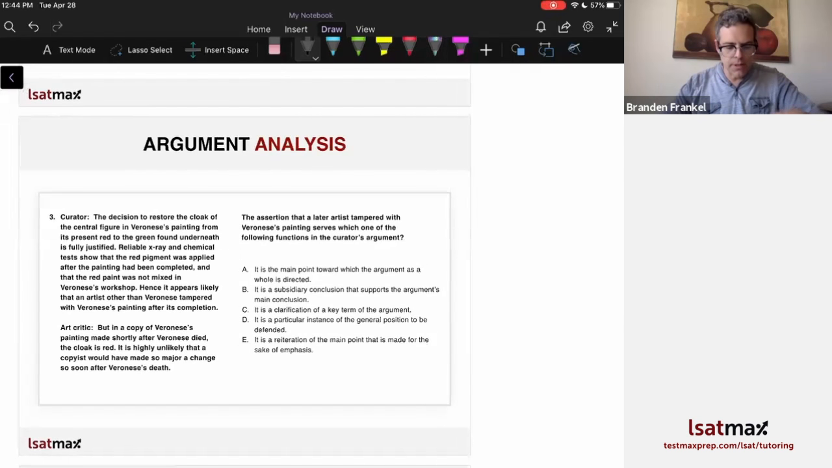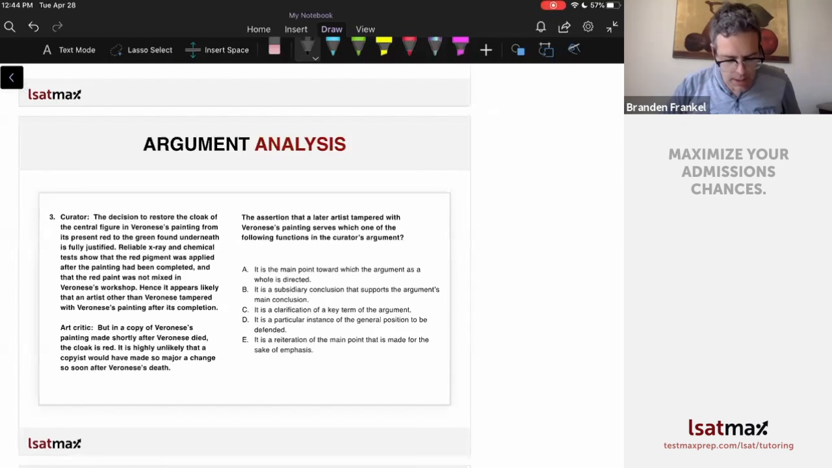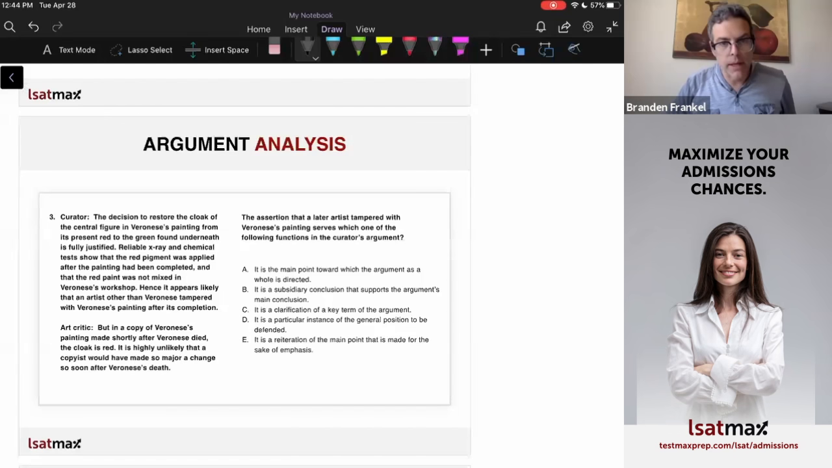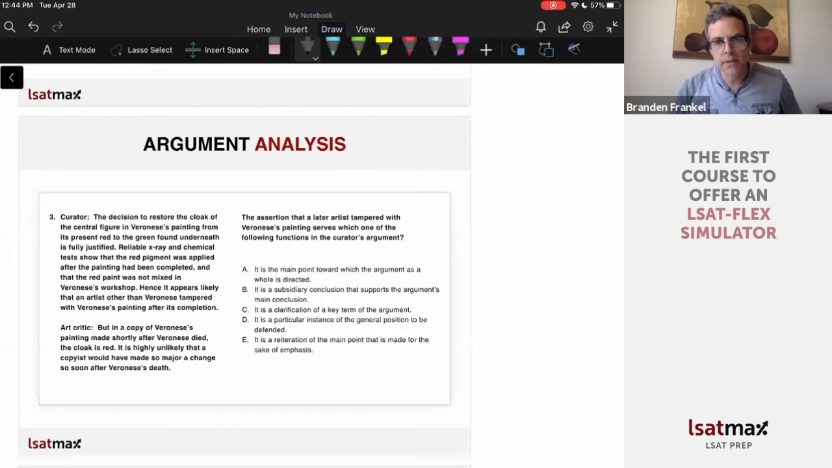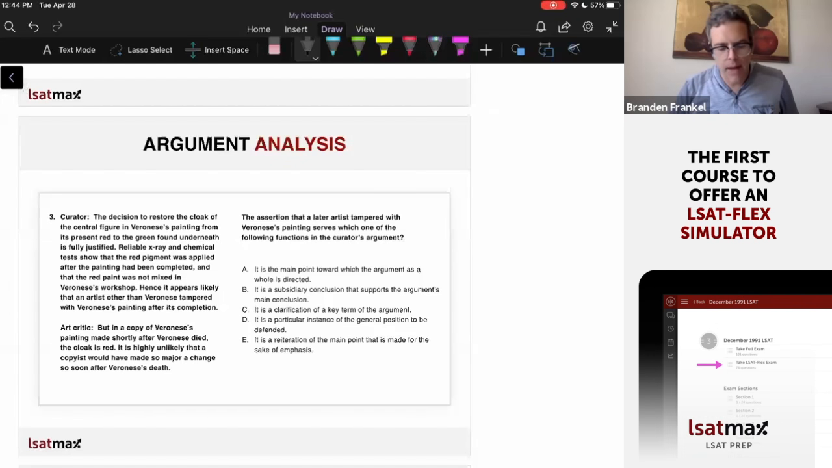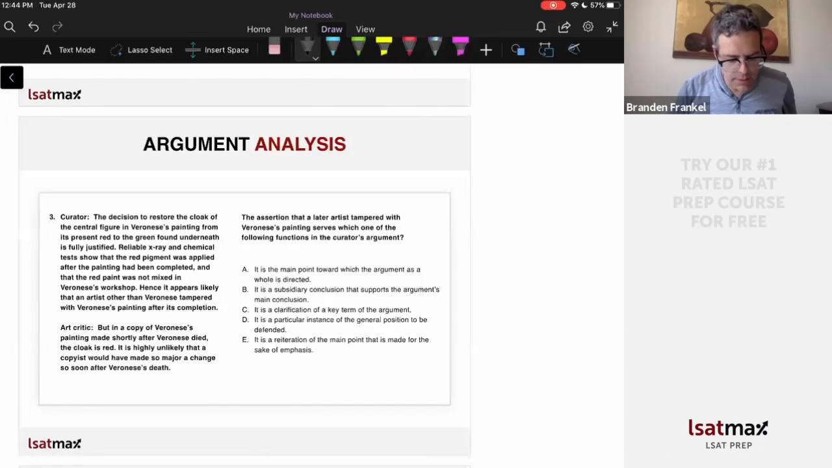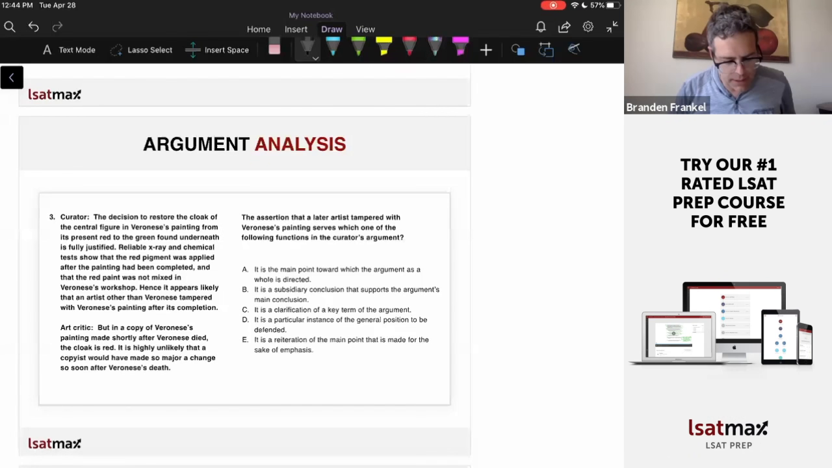So this is a different type of question. I'm going to read through it, and then we're going to work through the pieces of an argument and how this works. So we're being asked about the curator. Curator says, the decision to restore the cloak of the central figure in Veronese's painting from the present red to the green found underneath is fully justified.